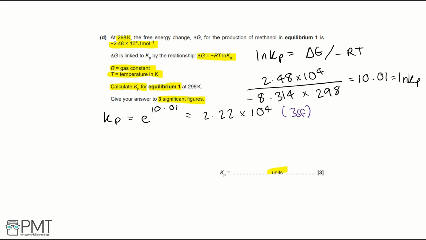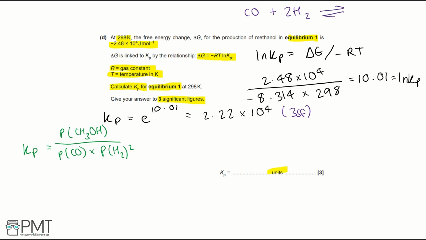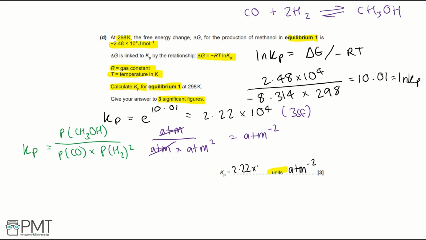But in terms of units, if we were to write an expression for Kp, that's going to be Kp is equal to the partial pressure of methanol, CH3OH, divided by the partial pressure of carbon monoxide times the partial pressure of hydrogen squared. And that's taken from equilibrium 1. So if we write that out again, that's carbon monoxide plus 2 hydrogens in equilibrium with methanol. So we can see where the 2 is coming from, that's the squared in this Kp. Then if we say that each one is measured in atmospheres, so that's an atmosphere on the top, atmosphere on the bottom times atmosphere squared. We can cancel out these 2, so we're left with atmospheres to the minus 2 as our units, which we then write on the line, so atm to the minus 2, and then 2.22 times 10 to the 4.